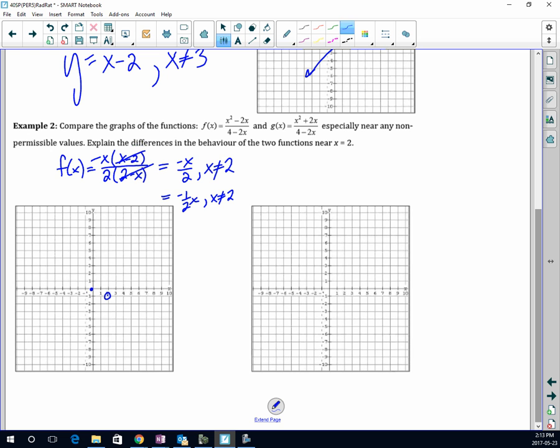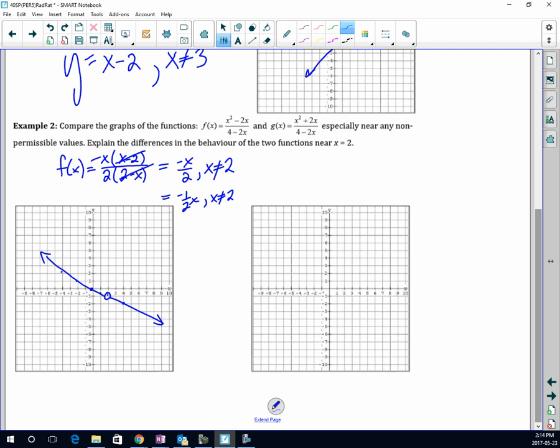Then down 1 over 2. I could also go up 1, left 2, up 1, left 2. Do you see it looks like that? You should be using a ruler there, by the way. So it's a straight line, the slope negative 1/2, yes? Okay, so we have a hole. How did I know the hole was at 2, negative 1?